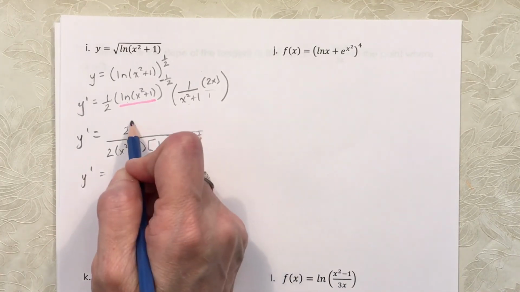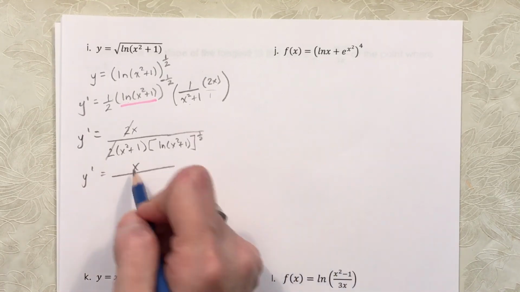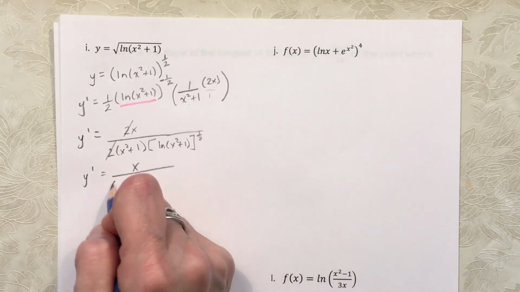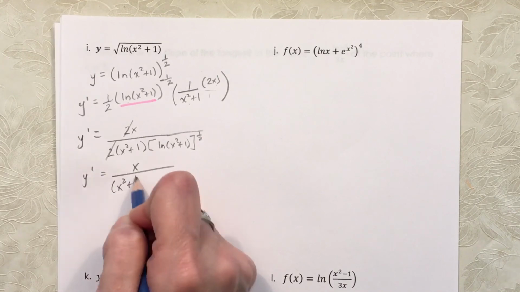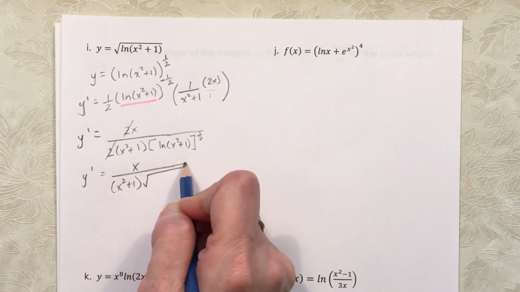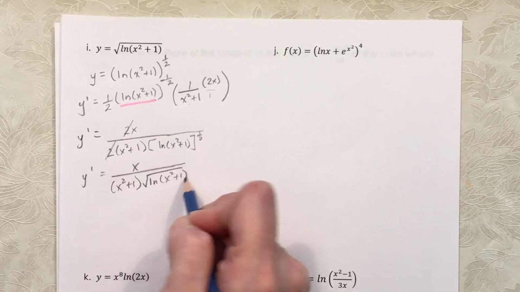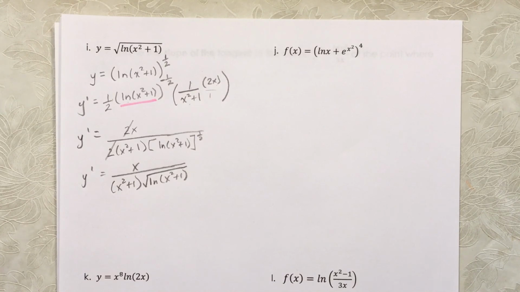So I can see that the 2's divide out. So in the numerator I've got x. In the denominator I've got my x squared plus 1. And then rather than writing that as an exponential, I'm going to write it as a root, because exponent 1/2 means the root of the ln of x squared plus 1. And that would be as simplified as I can get there for that one.